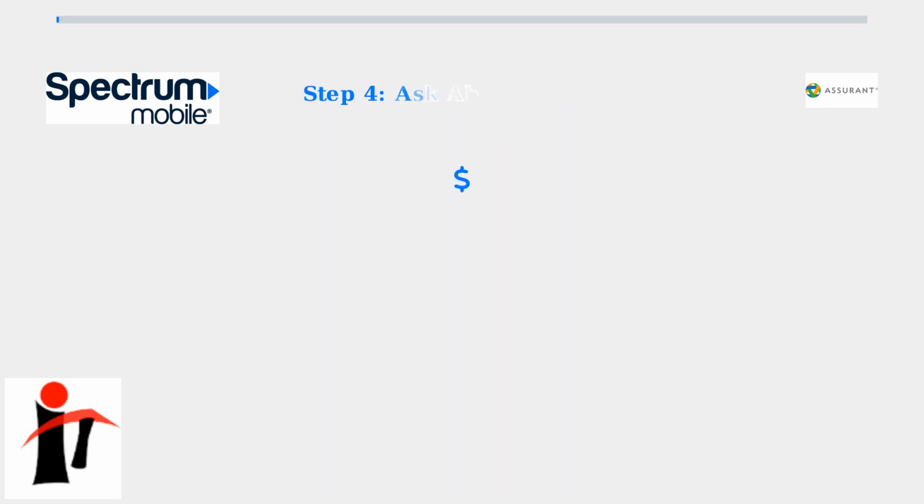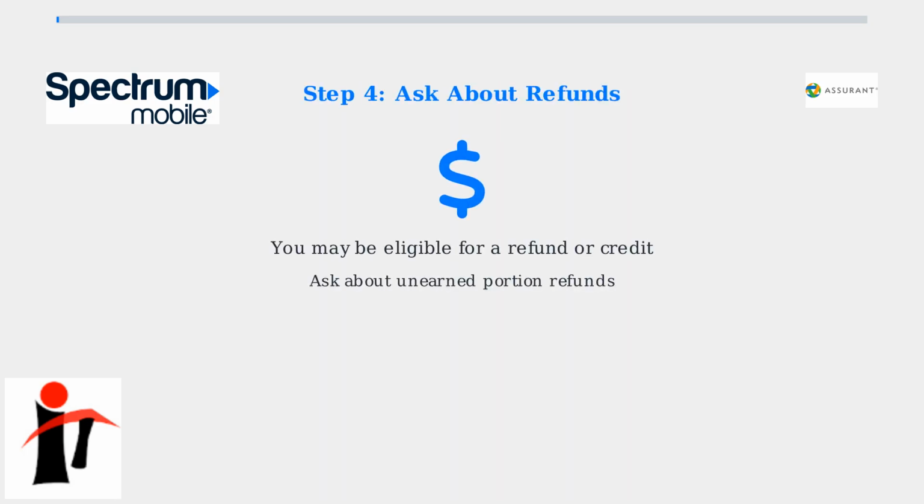Step 4. Ask about refunds and credits. After cancellation, you may be eligible for a refund or credit for any unearned portion of the price you've already paid. Make sure to ask the customer service representative about the specifics of your refund during the call.